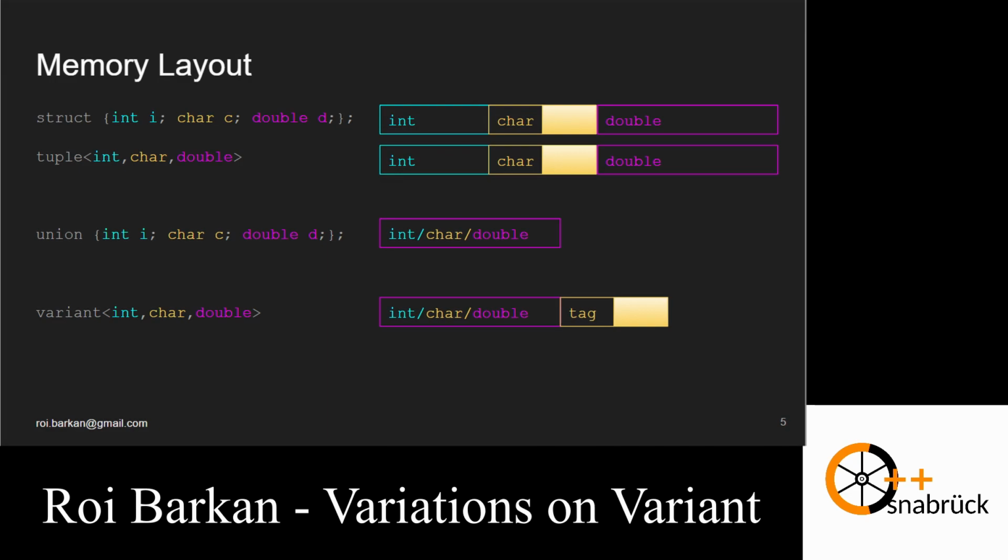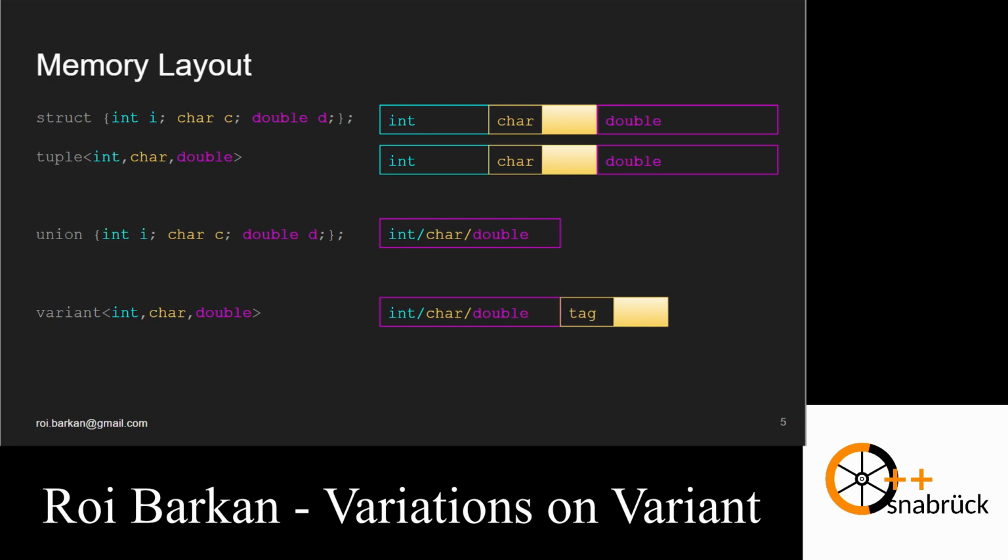And the union will just hold the size of the largest of all of its elements, and similarly for variant. But variant also has to have extra memory to keep the tag and to know what type is currently active inside the union. Typical STL implementations hold the tag at the end of the region, but it's not a must.